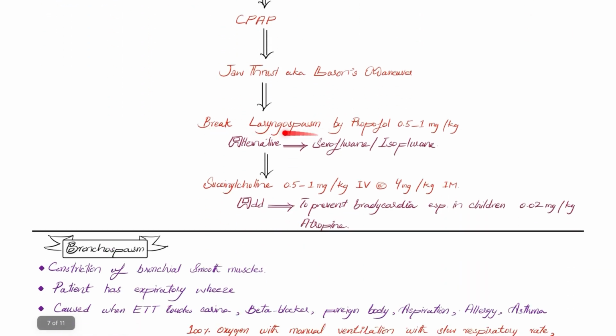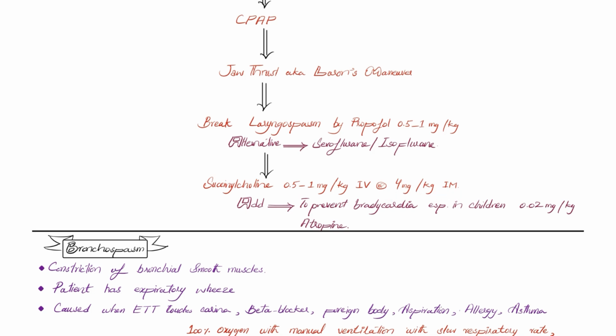Now, time is of the essence; you have to break the laryngospasm. It can be done by giving intravenous propofol at the dose of 0.5 to 1 milligram per kg. Alternatively, you can give sevoflurane or isoflurane. If the laryngospasm still does not break, then give succinylcholine at the dose of 0.5 to 1 milligram per kg IV, or you can give it intramuscularly at the dose of 4 milligrams per kg.